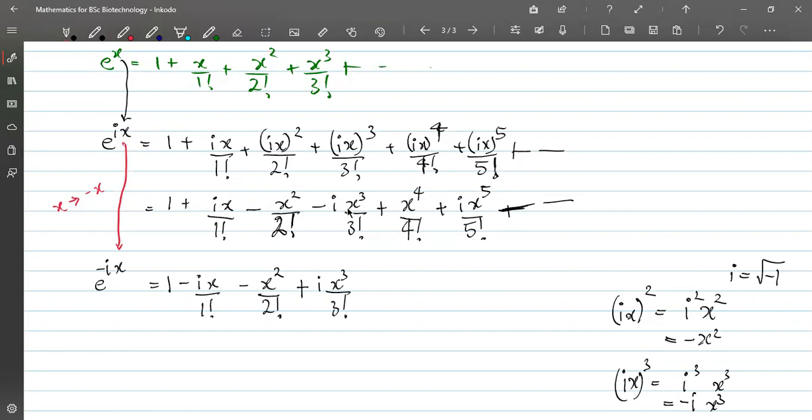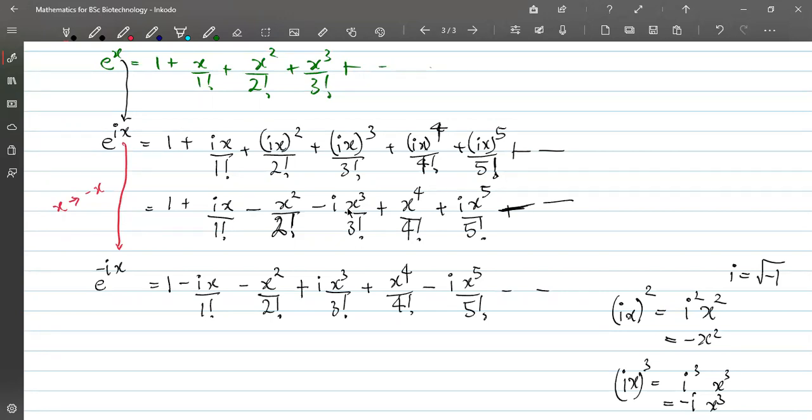Again, denominators are not affected. Here x to the 4 becomes minus of x to the 4, which is also x to the 4. Similarly, here you will get again a change of sign. So all the odd power terms, the signs will change, and the even power terms, the signs will remain.